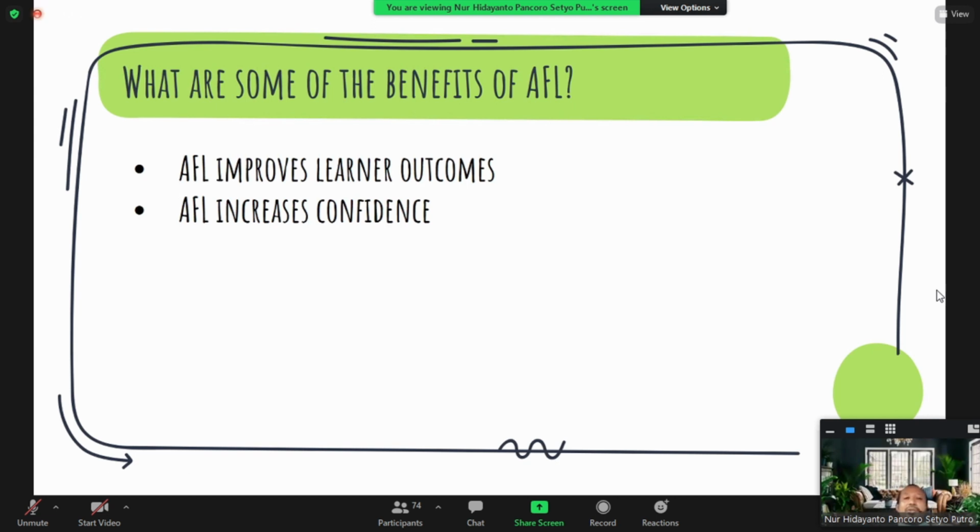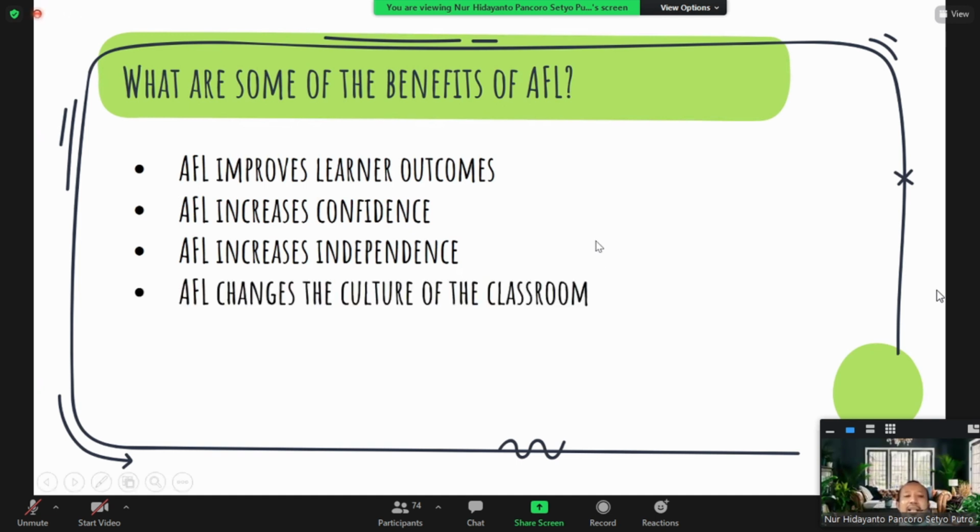Okay, so this is our job. The next one, AFL increases independence. Yes, by providing our students the opportunity to work with their friends, to work with their colleagues, to provide feedback to each other, then they will grow their independence. Okay, they will feel confidence and they will grow their independence later.